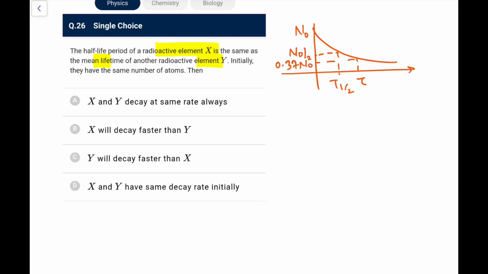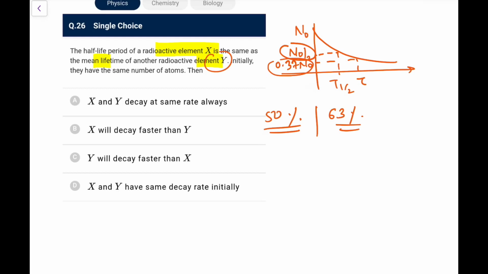So X becomes 50% while Y becomes 37%. Wait a minute. X is half life. So X decays by 50%, but Y in the same interval decays by approximately 63%. That means Y is decaying faster. So definitely Y will decay faster than X.